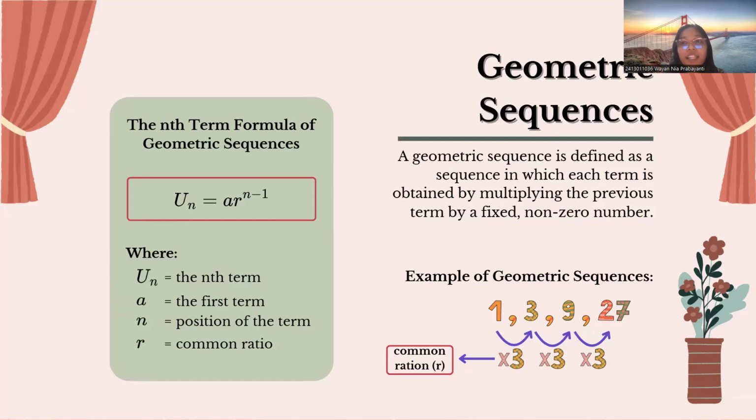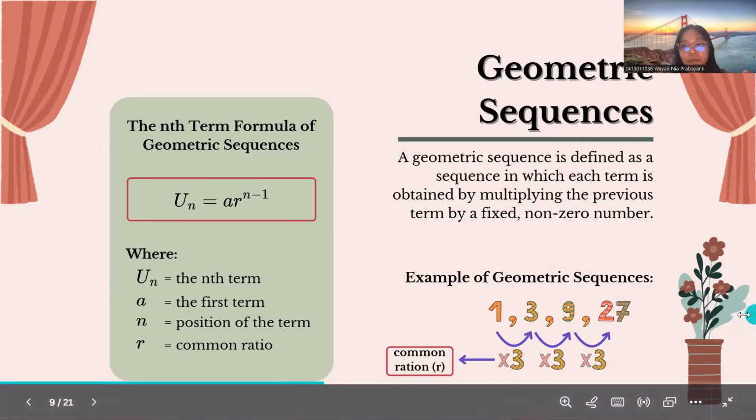So if we want to find the nth term of the geometric sequence, we can use this formula. U sub n equals a times r to the power of n minus 1, where U sub n is the nth term, or the term we want to find, a is the first term, n is the position of the term, and r is the common ratio. Okay, so let's move to the example.